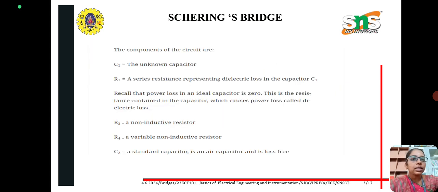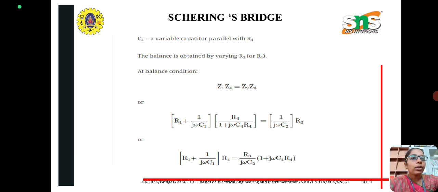The component C1 is an unknown capacitor, R1, R3 and R4 are the resistances, and C2 is a standard capacitor. And C4 is a variable capacitor. So the balance condition can be obtained by varying R3 or R4. The balance condition is that Z1 Z4 should be equal to Z2 Z3.